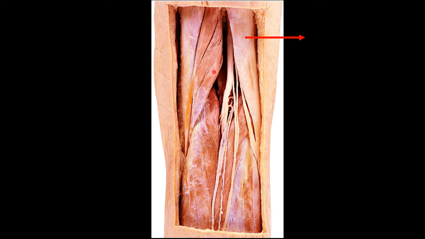We can identify semitendinosus medially, and laterally we can identify the biceps femoris muscle. Let me show you that. This is the biceps femoris muscle, which is getting inserted to the head of the fibula. It is present in the lateral aspect of the popliteal fossa. So we can discuss the boundaries as well.